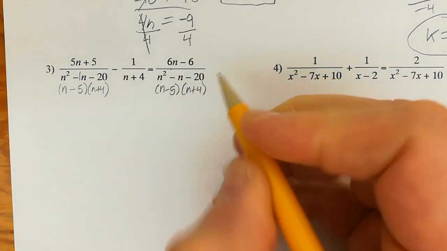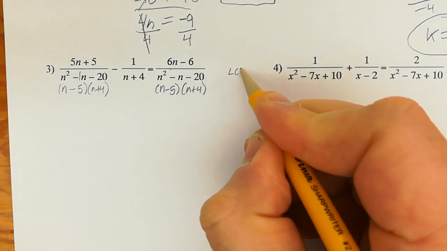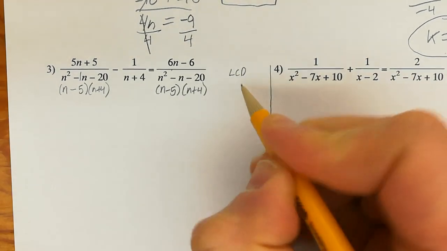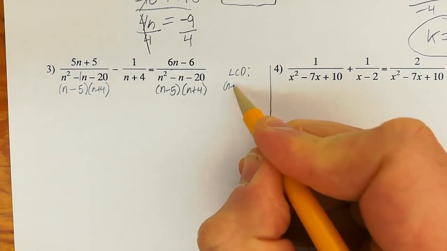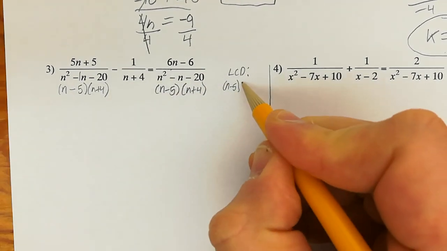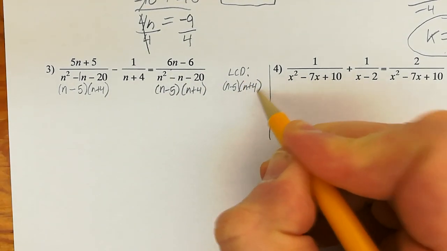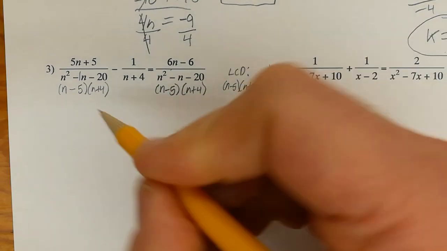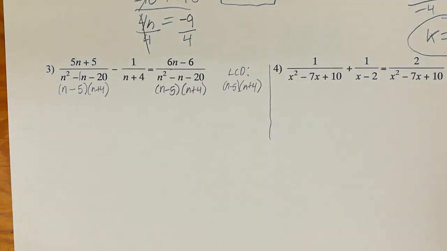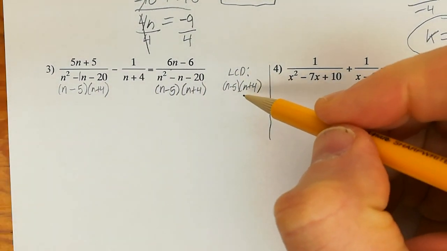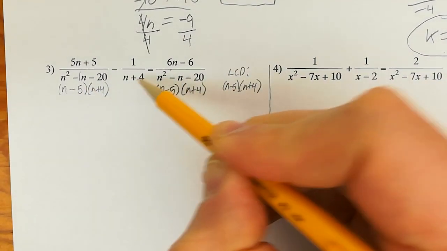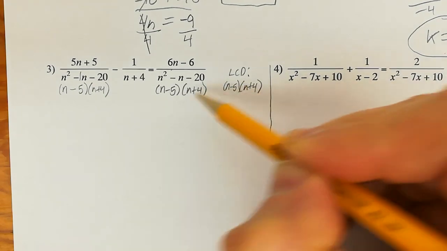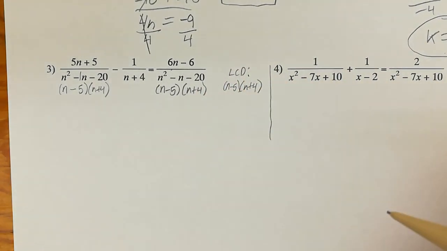So our LCD here, well, I need an n minus 5 in it. I need an n plus 4 in it. All right? Every factor must be present. Every factor in all the denominators must be present once in the least common denominator. Got that? Got that. I already have n plus 4. Good there. And of course, I already have those. So this is my least common denominator.